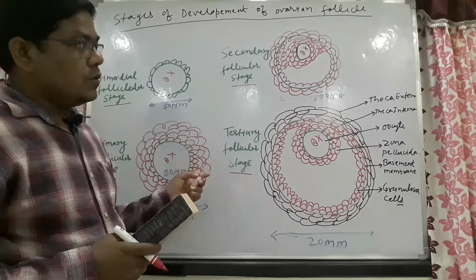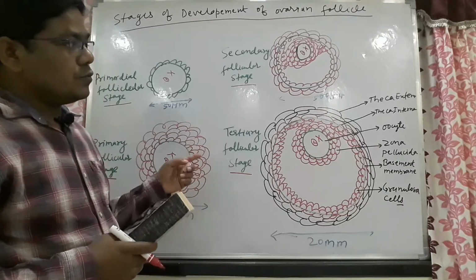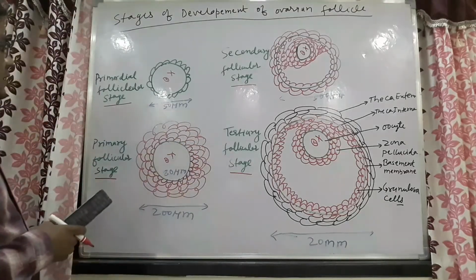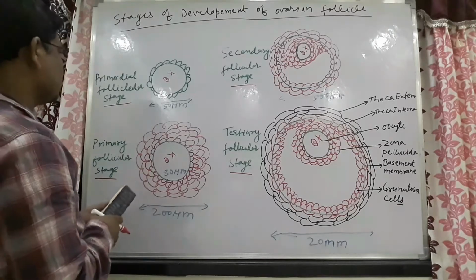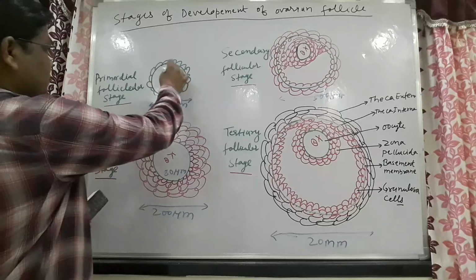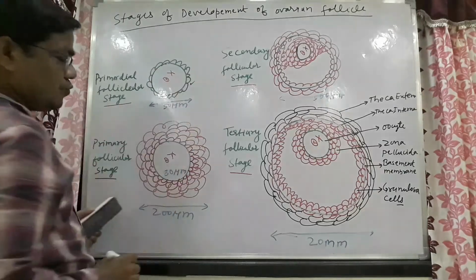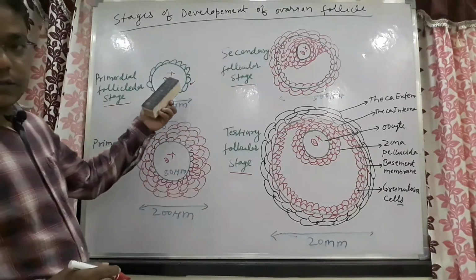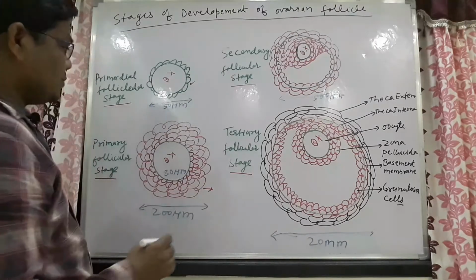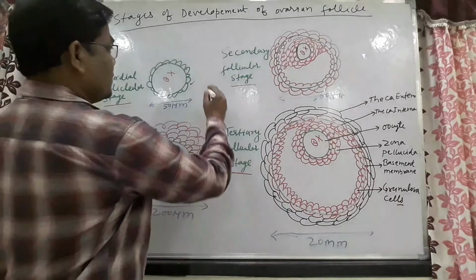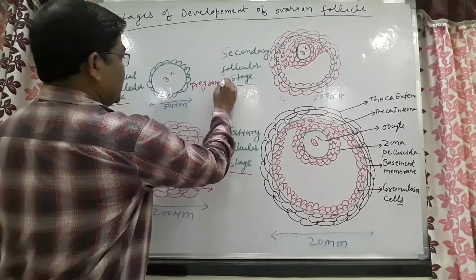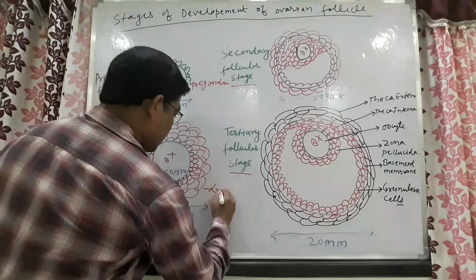I will give you those in the I button. Very little we will discuss here. This one is the primary follicular stage, this one is the oocyte. We have discussed in our last class that these are the pregranulosa cells, these are the granulosa cells.